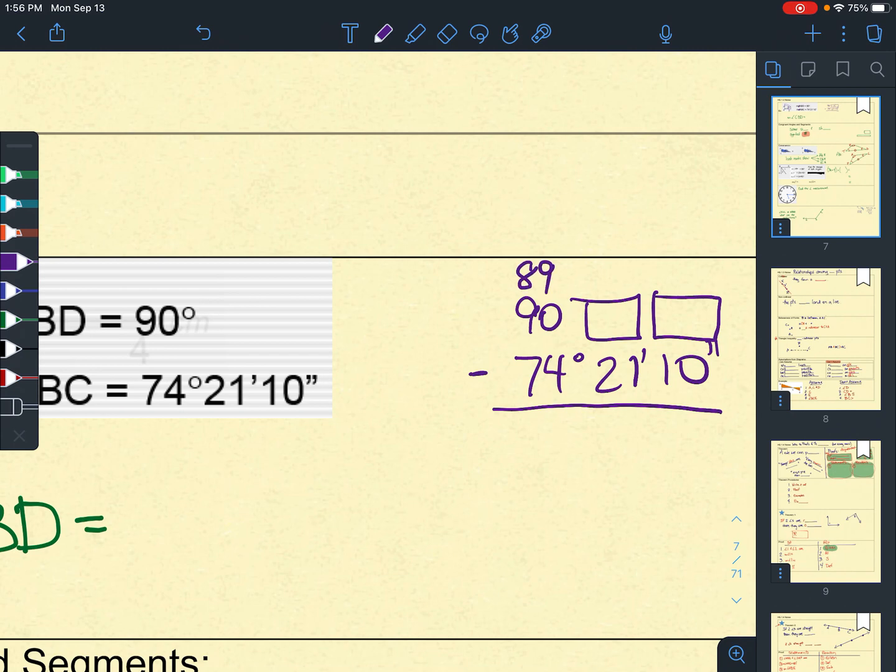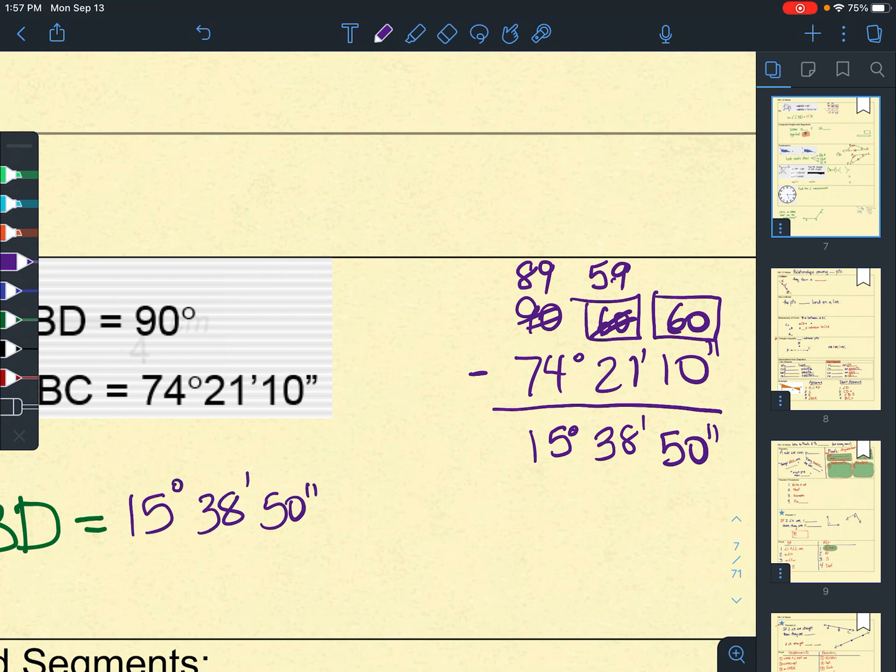So I'm going to call this 89. I'm going to borrow a degree. 1 degree is how many minutes? 60. Is that sufficient? Well, no, I've got seconds. So I've got to borrow from the 60, and that becomes a 59. Now I can subtract. 60 seconds minus 10 seconds is 50. 59 minus 21 is 38. 89 minus 74 is 15. So 15 degrees, 38 minutes, 50 seconds.